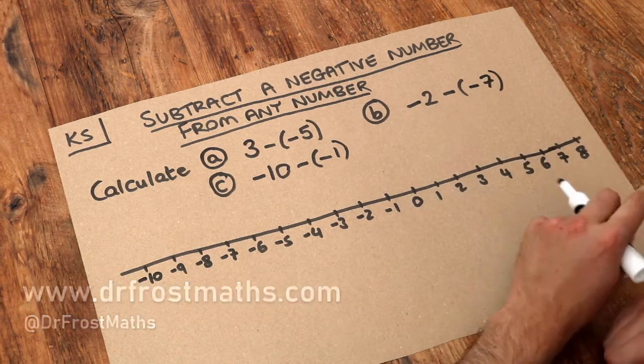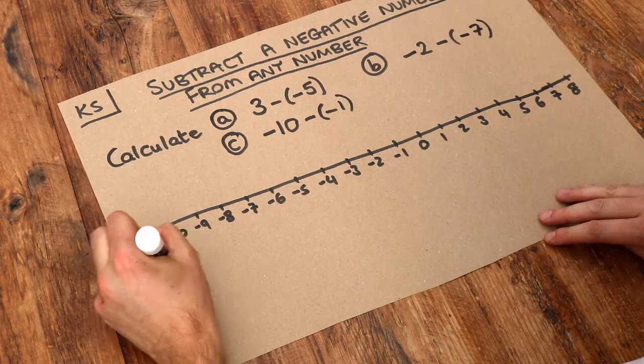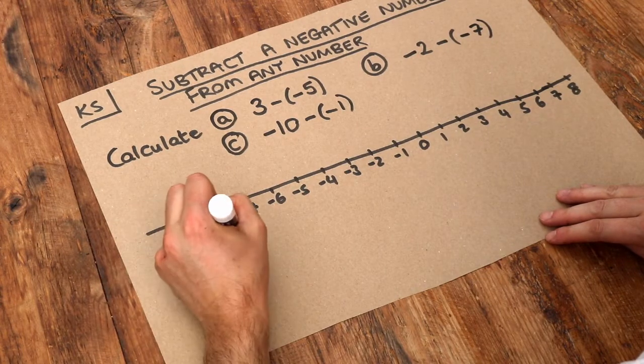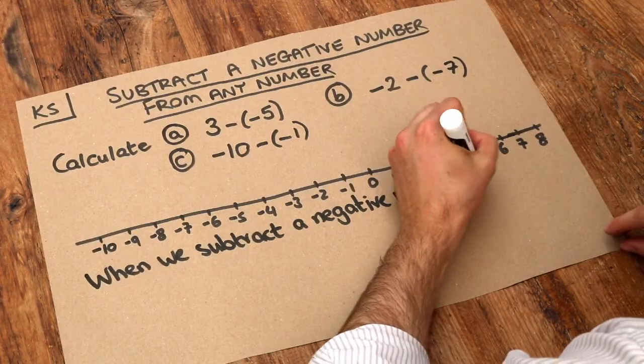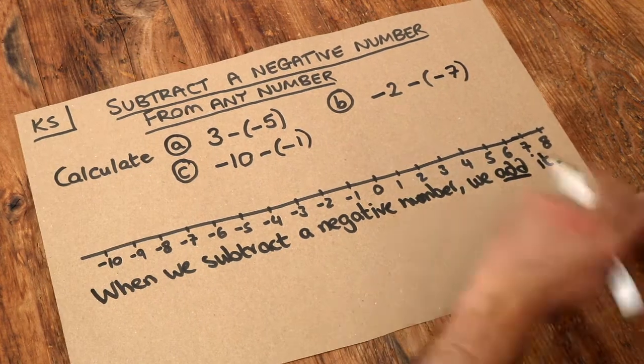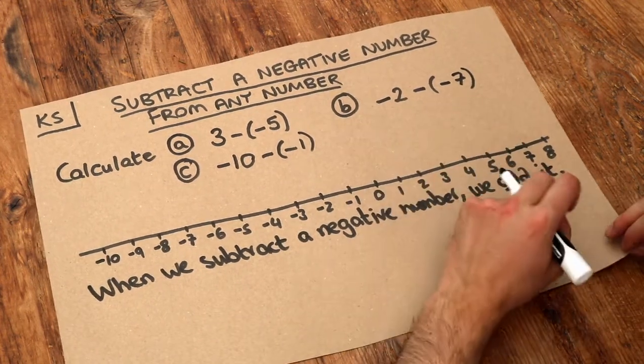Now the one key point with this topic is that when we subtract a negative number, then we actually add it instead. And I'm not going to explain why in this video, but I do explain in my slides, for example.